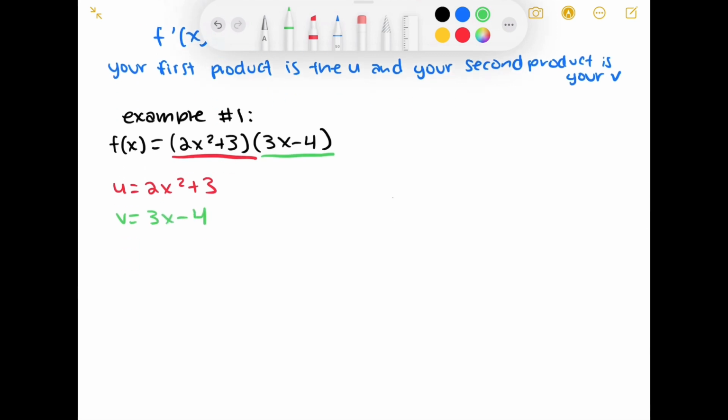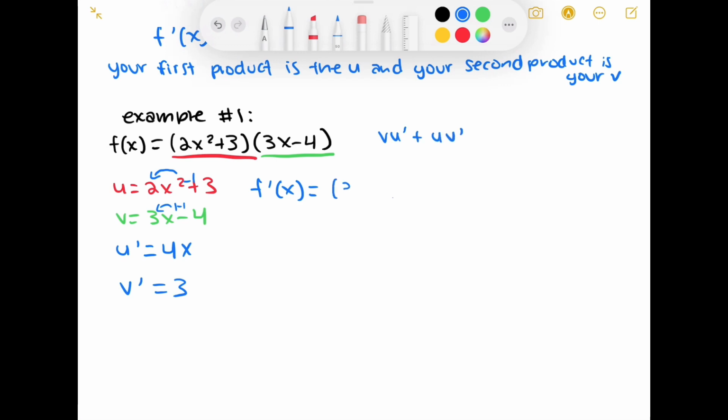Our u prime is going to be the derivative of u. So we are going to find the derivative of u, which is how we used our power rule. And so our derivative of u is going to be 4x. And now we're going to find our derivative of v, which is going to be 3. Then from there, we are going to plug in the equation that we just learned. But just for reference, let's write it down. And the equation is v times the derivative of u plus u times the derivative of v.